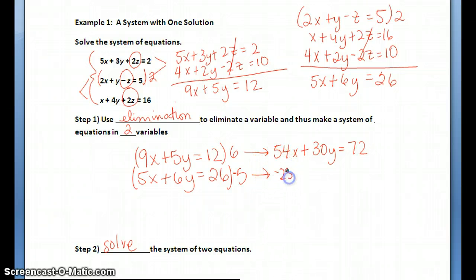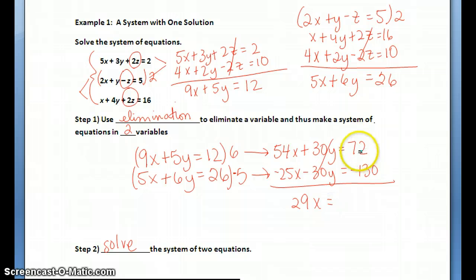So I get negative 25x minus 30y equals negative 130. So these eliminate, and 54 minus 25x is going to be 29x. Then 72 minus 130 is negative 58. Then I will divide both sides by 29, and I get x equals negative 2. And that gives me the x portion of my solution.